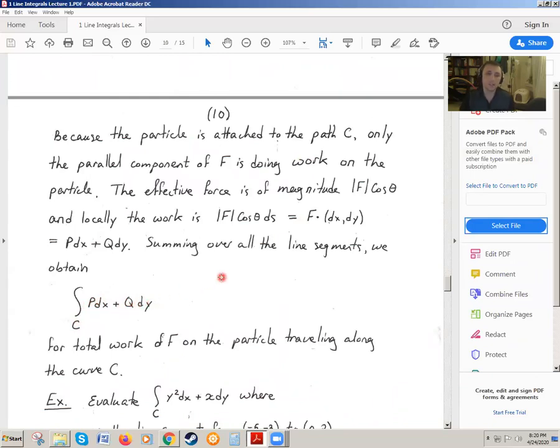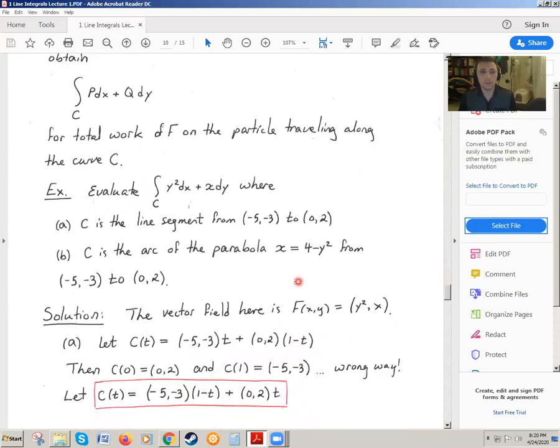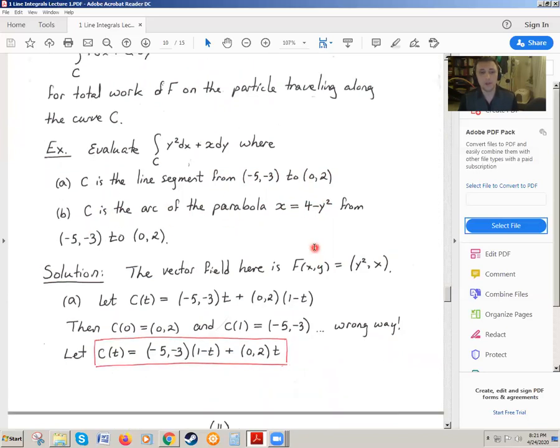So let's just see how that's supposed to work. Let's try to evaluate this integral, where a is the line segment first from -5, -3 to 0, 2. So we go from this point to that point, and it's just a line segment. And b is just this parabola arc. So let's begin with a.